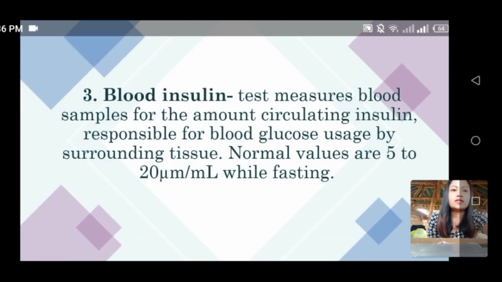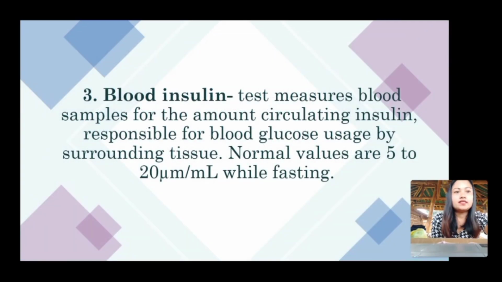And the third is the blood insulin. This is the test that measures blood samples for the amount of circulating insulin, responsible for blood glucose usage by surrounding tissue, and the normal values are 5 to 20 while fasting. And this is the time that we can get the result if we are diabetic or not diabetic.